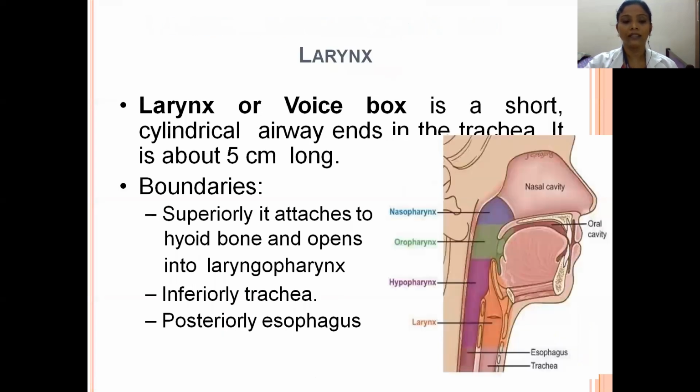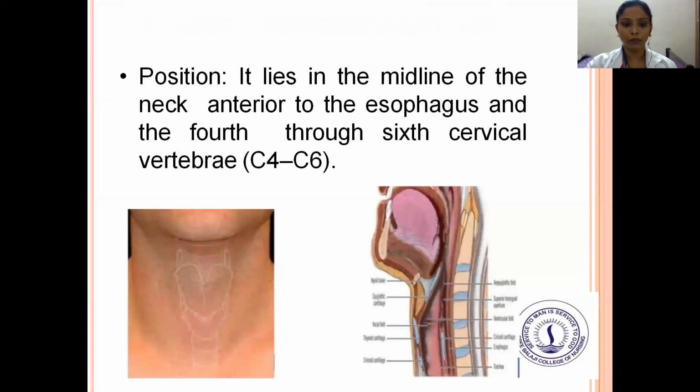And next is the larynx. The larynx is also called the voice box. It is a short cylindrical airway that ends in the trachea. It measures about 5 centimeters long. How is it situated? It is situated superiorly, attached to the hyoid bone and opens into the laryngopharynx, inferiorly the trachea and posteriorly the esophagus. This is the larynx. And then the position.